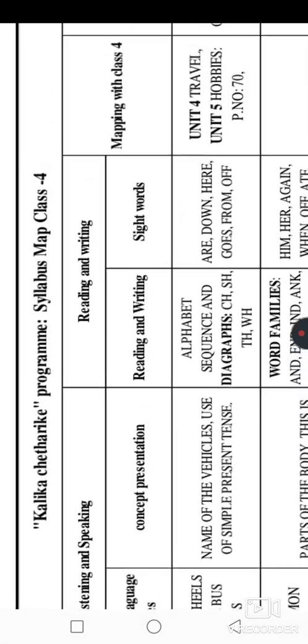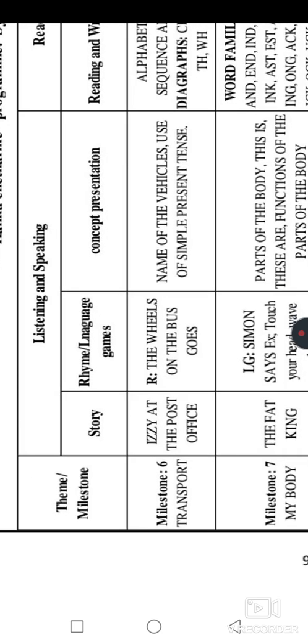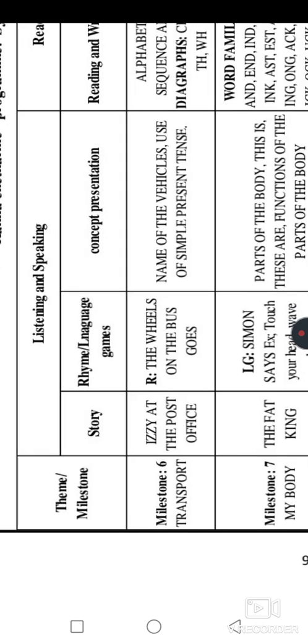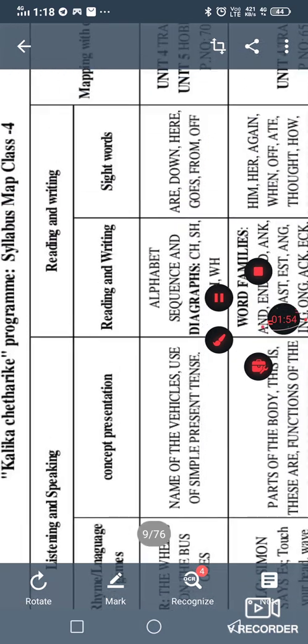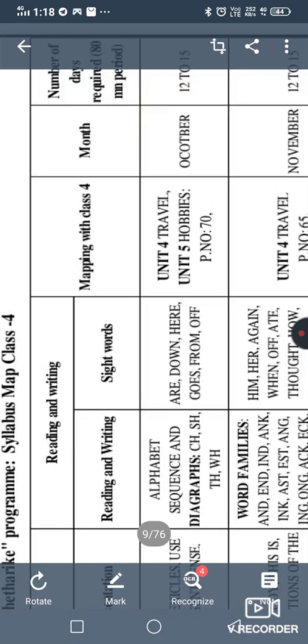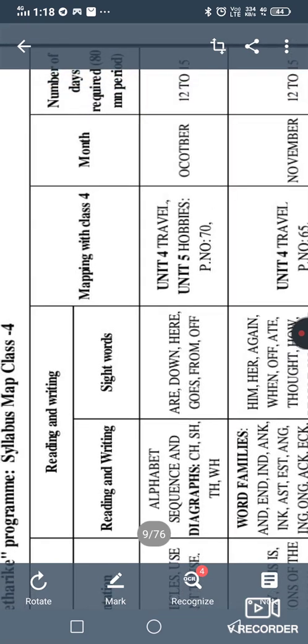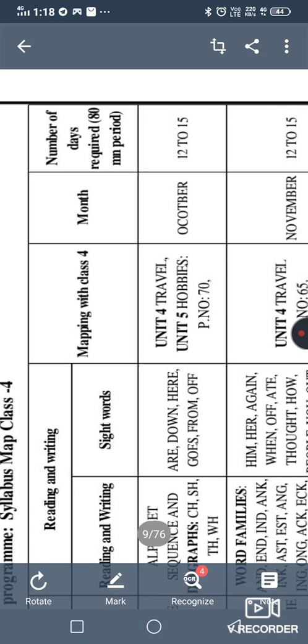and the third column main heading is reading and writing. Under listening and speaking, the subheadings are story, rhyme or language games, and concept presentation. Under reading and writing, the subheadings are reading, writing and sight words. The next column has the title mapping with class 4, the next column has month, and the next column has the number of days for every milestone, that is, 80 minutes for one period.